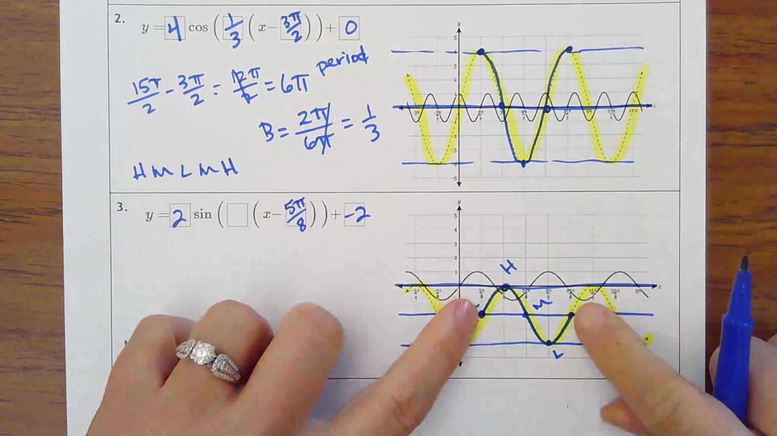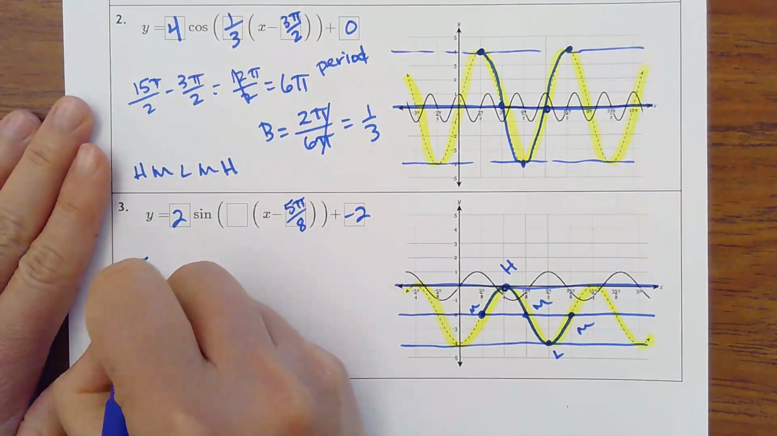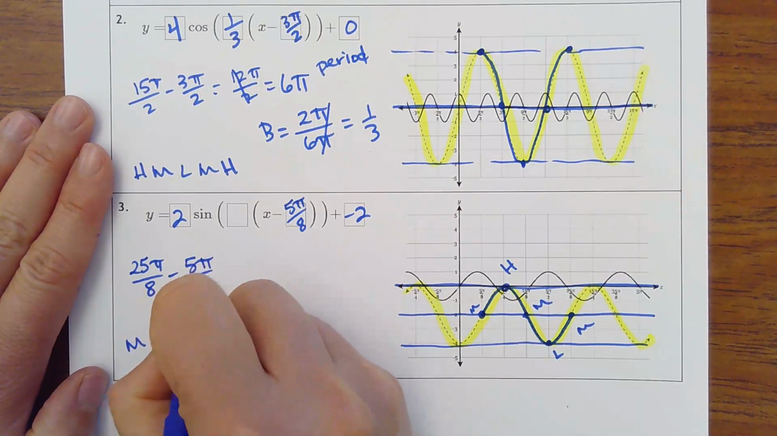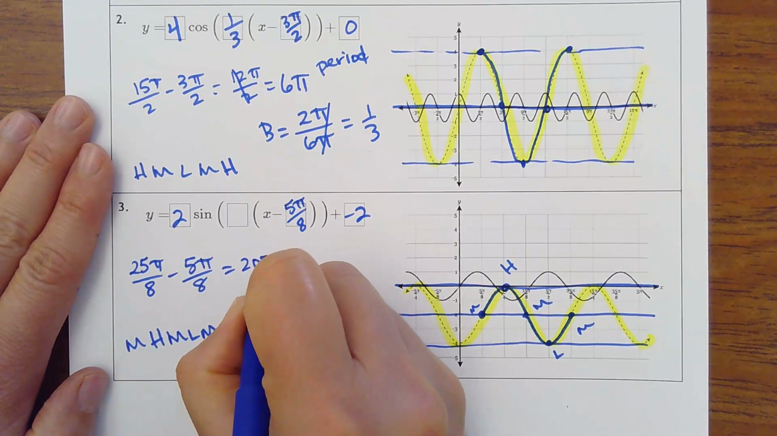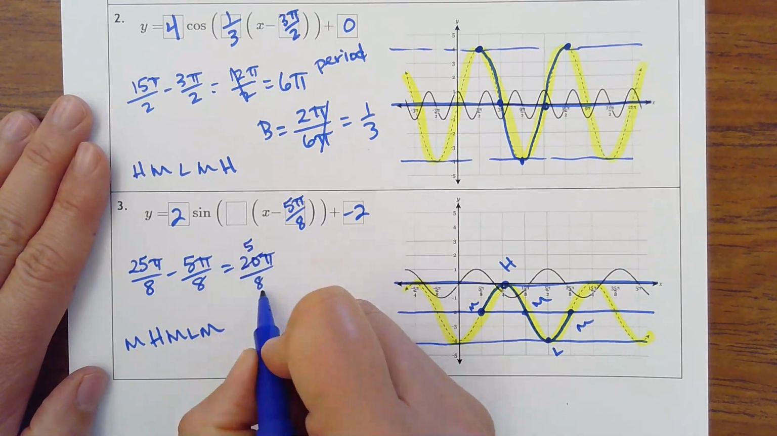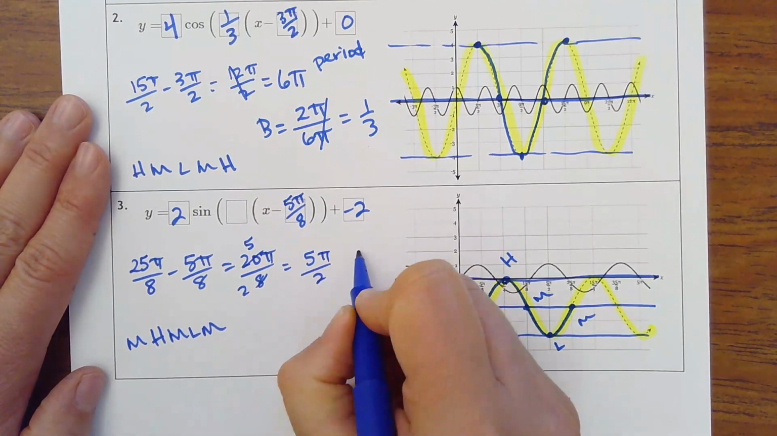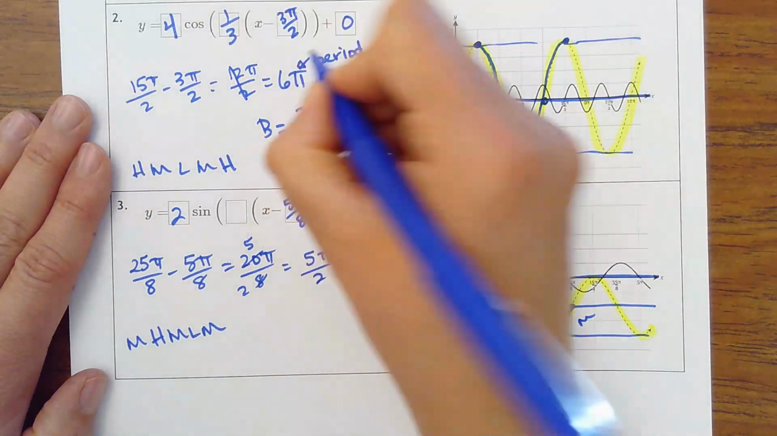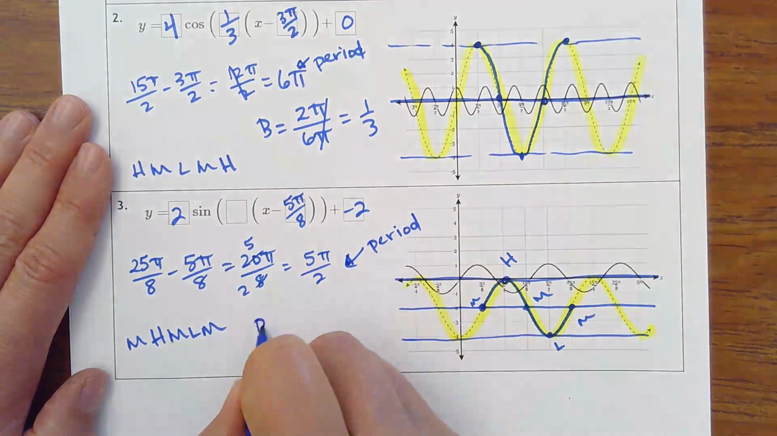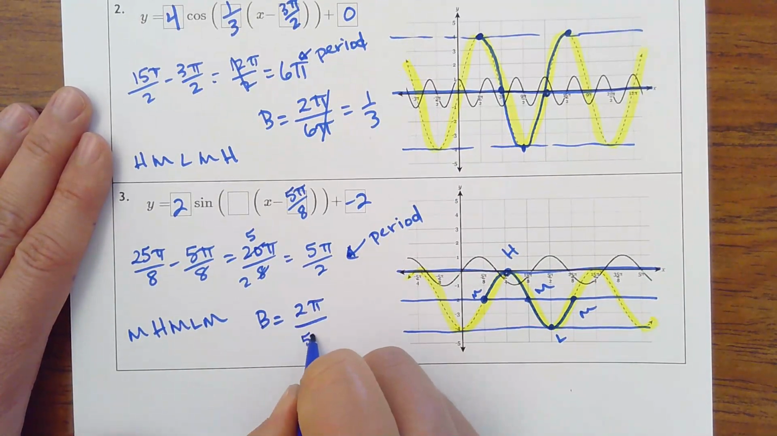And then to find the difference from here to here, I'm going to go 25 pi over 8 minus 5 pi over 8. 25 minus 5 would be 20 pi over 8, which I can divide out of 4, so that would become 5 halves pi, or 5 pi over 2. Again, that's just the period. So to find b, I take 2 pi divided by 5 pi over 2.